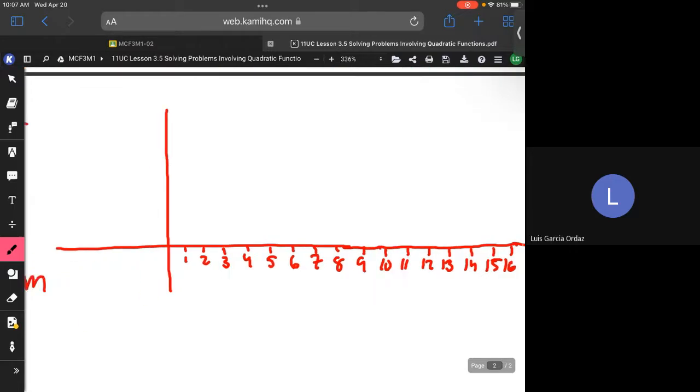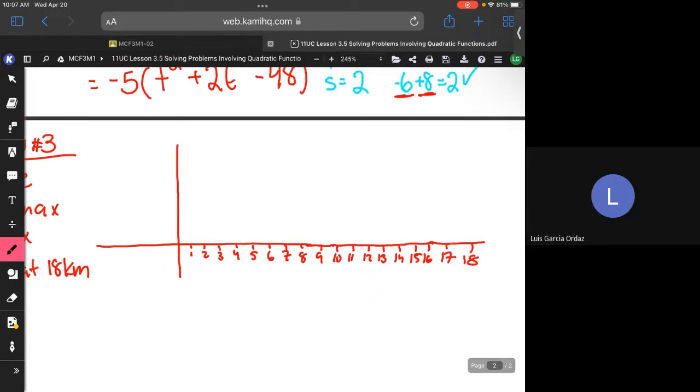So the first point I'm going to plot is my vertex. So I got 10, 20, 30, 40. My vertex happens at 8 and 40, which is up here. Now, because my bridge hits the ground at 18 kilometers, that's going to be one of my x-intercepts, which is over here. So this is going to be 18 and 0 because that's when my bridge hits the ground.